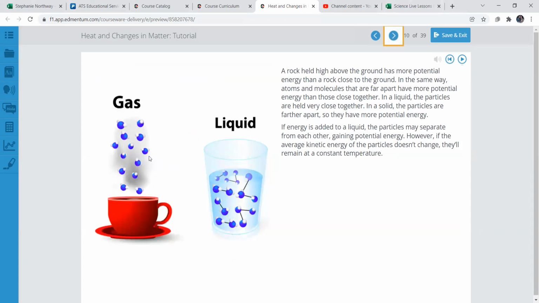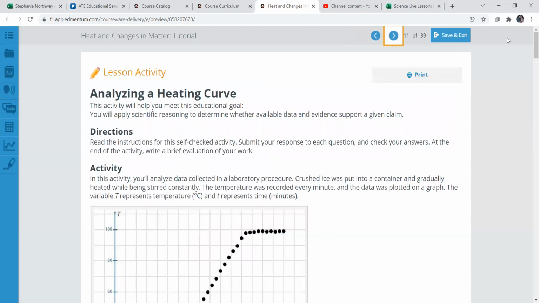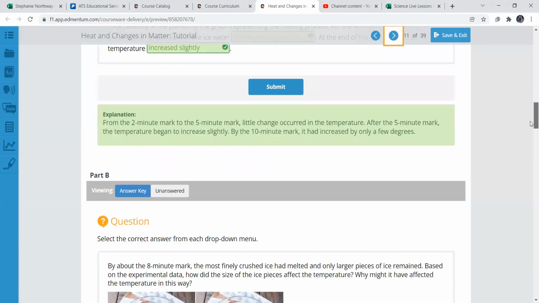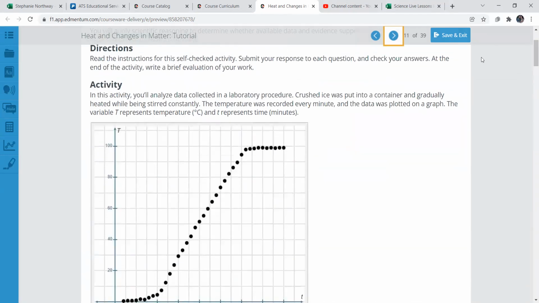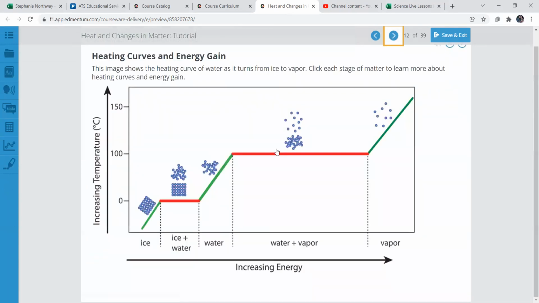So gas, as you can see, it's everywhere. Liquid takes the shape of whatever container or thing that it is in. Here, it just gives you a couple questions and graphs. Ice experiment, if you tried that, like watch ice melt, it turns from a solid to a liquid. And here's kind of what happens here, as you can see.